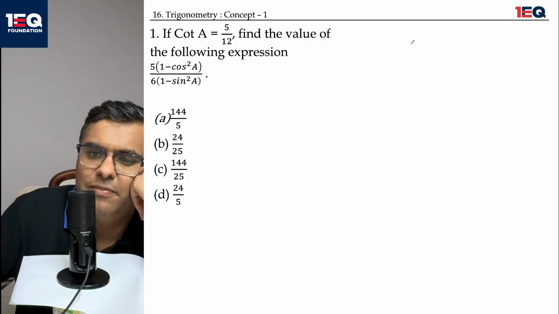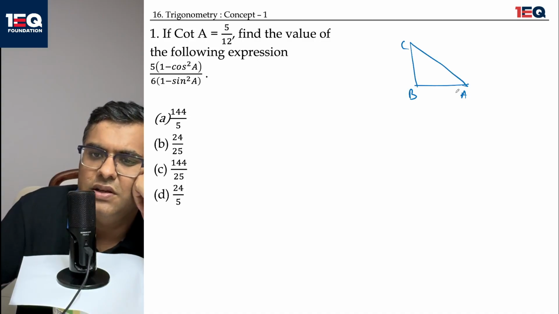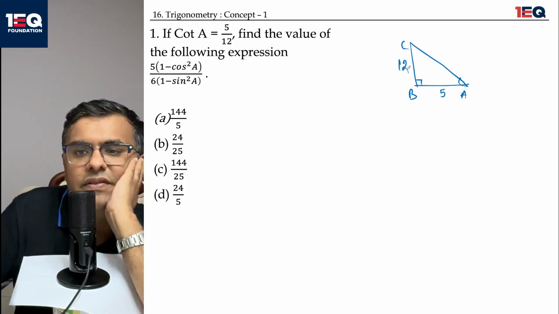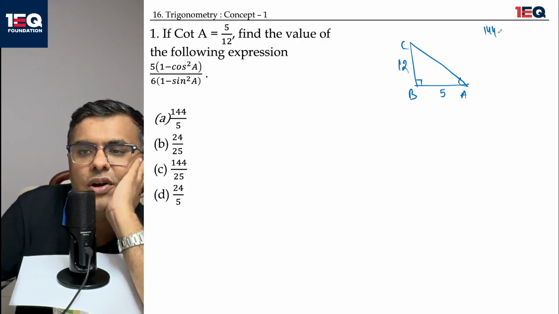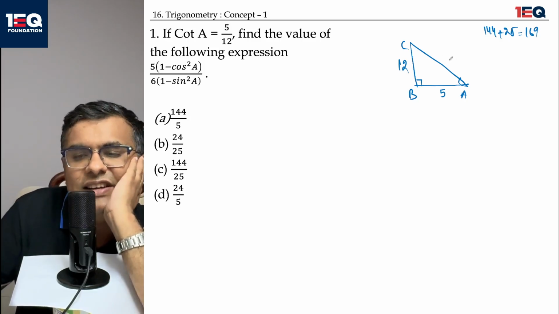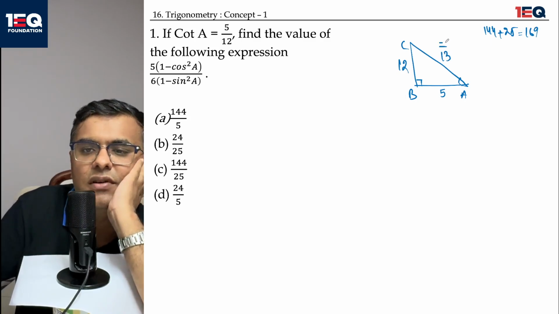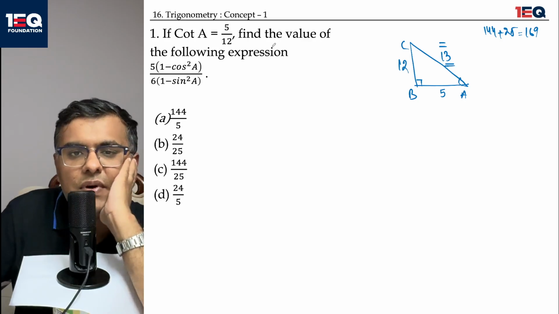Cot A is 5 by 12. I'll assume A here, B here, and C. Cot is the opposite of tan. Tan means opposite upon adjacent, so we'll talk about 5 by 12 like this. If this is 12, this is 5. 12 square is 144 plus 5 square is 25. This is going to be 169, and the value of AC again comes out as 13. This is something we have found out.